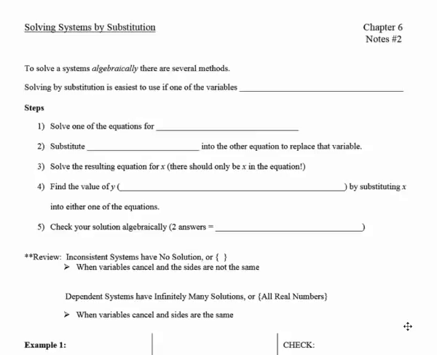All right, ladies and gentlemen, today we're going to be looking at how I can solve these systems, two or more equations, using algebra. There are two different ways that we can do this. The first one is called substitution. Substitution is easiest to use if one of the variables has a coefficient of 1.